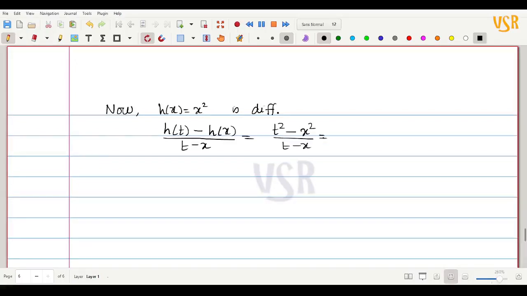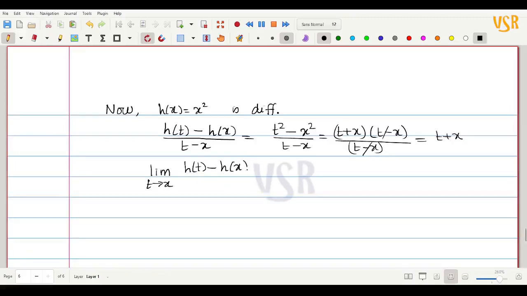How do we simplify this? t square minus x square is (t plus x) into (t minus x). So what do we get? t plus x into t minus x divided by t minus x. Then this cancels out, so what remains? Only t plus x. So limit t tending to x, h of t minus h of x divided by t minus x, is equal to limit t tending to x of t plus x.